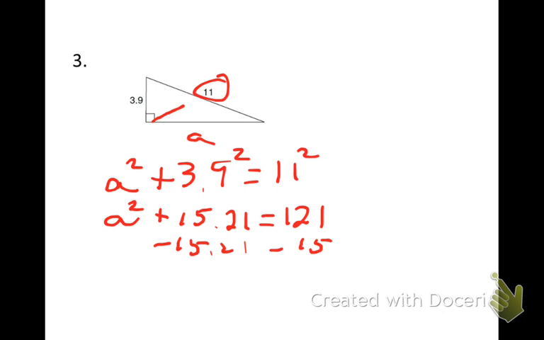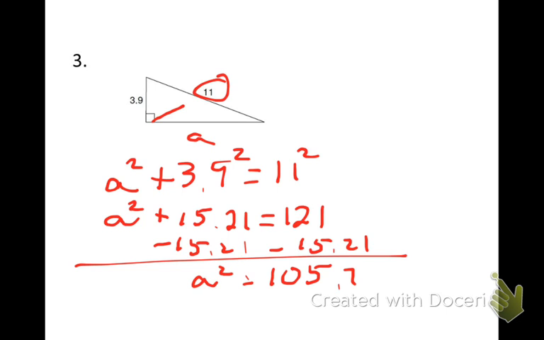Remember, line up your decimal point when you're subtracting. And you get A squared equals 105.79. But we don't want A squared, we want A, so we take the square root of each side, and then when we round it off, we end up with 10.3. So that's how you use the Pythagorean theorem to solve problems.